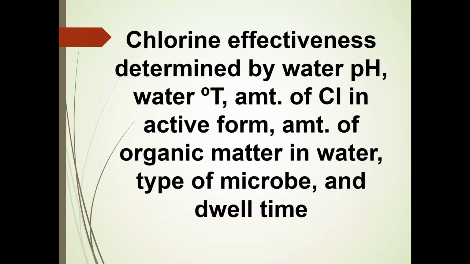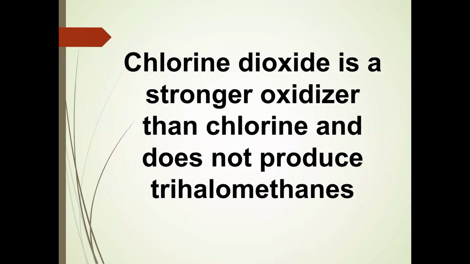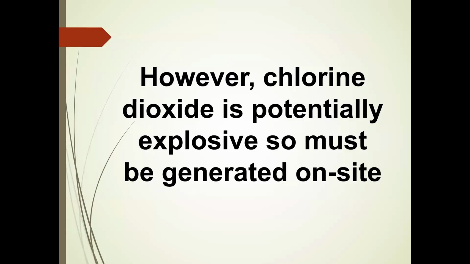Chlorine effectiveness is determined by water pH, water temperature, the amount of chlorine in its active form, the amount of organic matter in the water, and the type of microbe being targeted, as well as dwell time. Chlorine may interact with organic matter to produce trihalomethanes, some of which are potentially carcinogenic. Chlorine dioxide is a stronger oxidizer than chlorine and does not produce trihalomethanes. However, chlorine dioxide is potentially explosive, so must be generated on site.